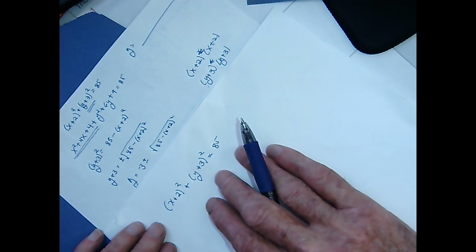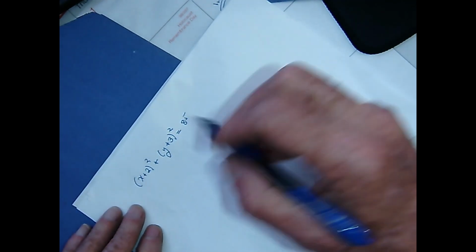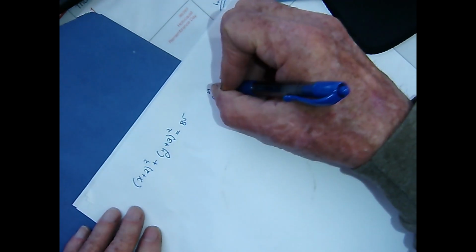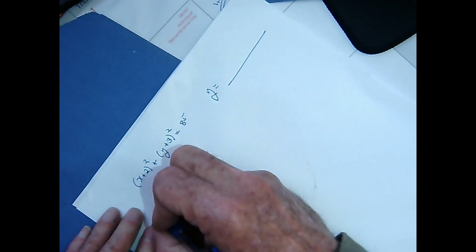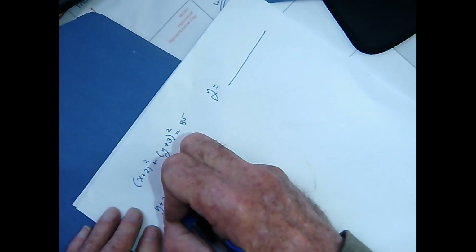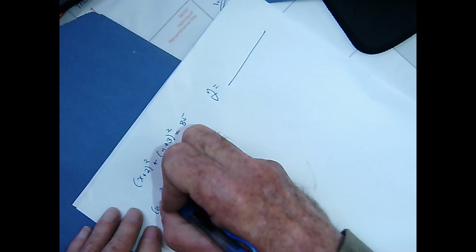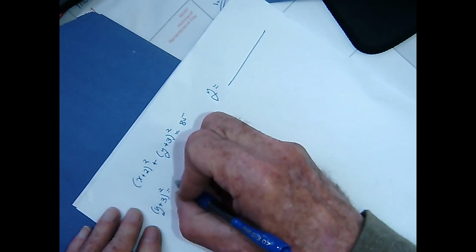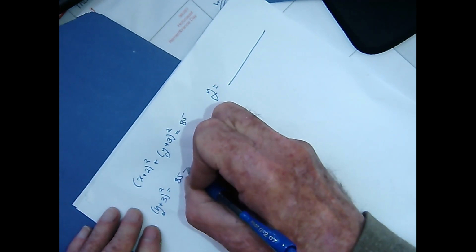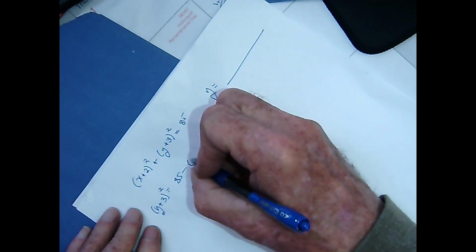I still got to solve this for y. I'm going to do that right now. It's the same equation, but I had a moment to think about it. I've still got to solve it for y. I got to say y equals and solve everything else over there. I'm going to leave that y plus 3 quantity squared on the left hand side, and just bring this x plus 2 quantity squared to this side, and this would be 85 minus x plus 2 quantity squared.